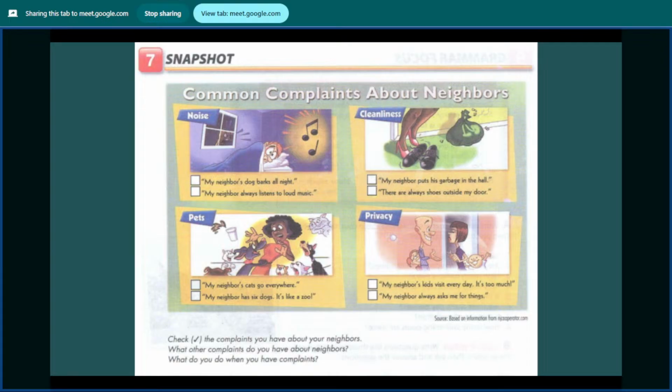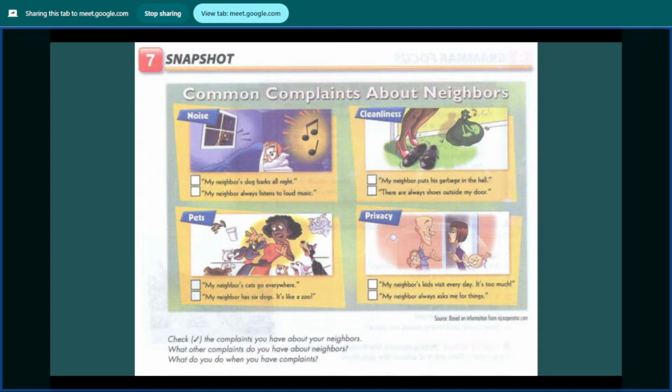What do you do when you have complaints about your neighbors? Try to talk to them. Okay. Tejal, what about you? What do you do when you have complaints about your neighbors? Nothing? You don't report it to the society office, you don't report it to the secretary or the chairman, you don't report to the neighbors. Nothing? You should, if you have complaints, of course.